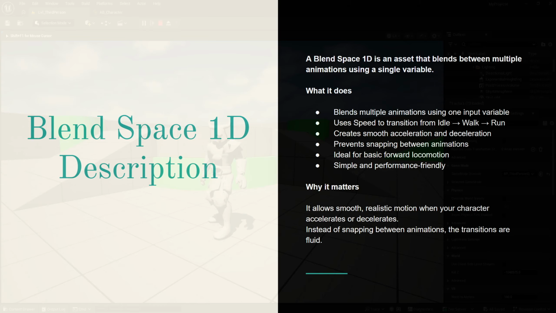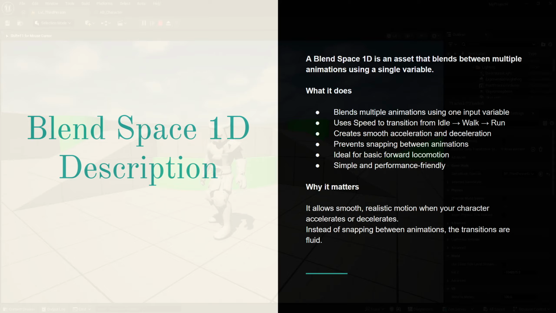Blend Space 1D is an asset that blends between multiple animations using a single variable. The only difference between Blend Space 1D and Blend Space is that if you are using Blend Space 1D, you can only work in one axis or one direction. The entire animation will be from walk, idle, and so on. But if I want the character to do more, in that case I am going to use Blend Space.